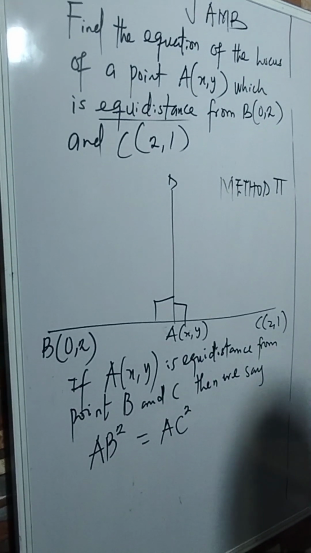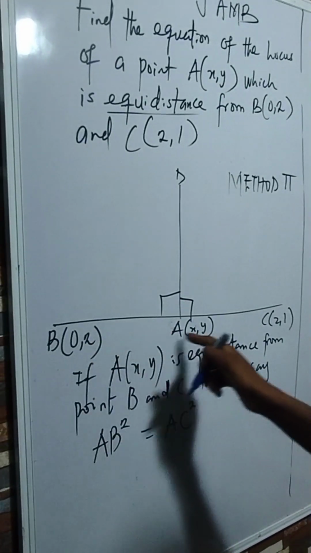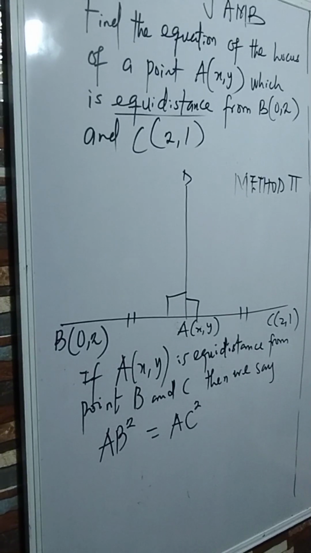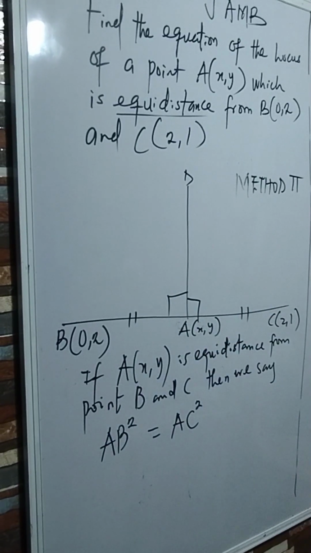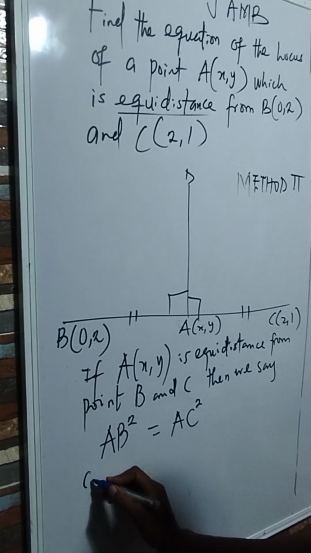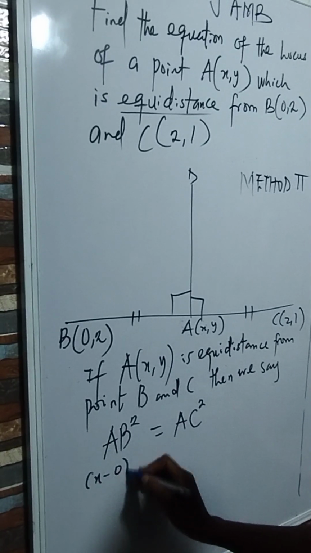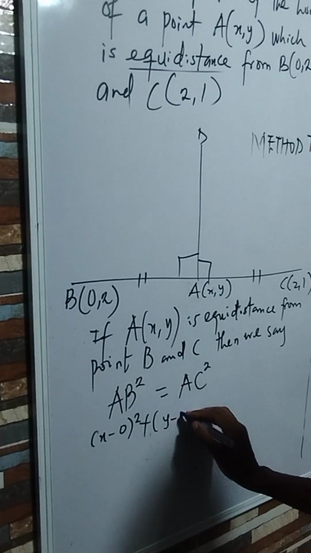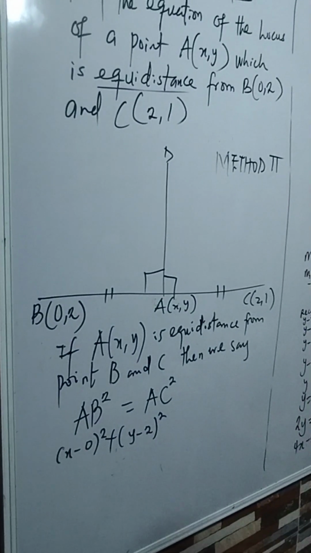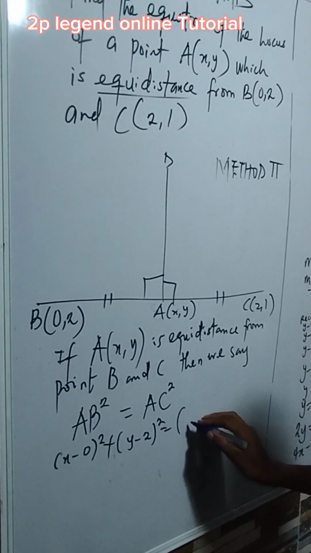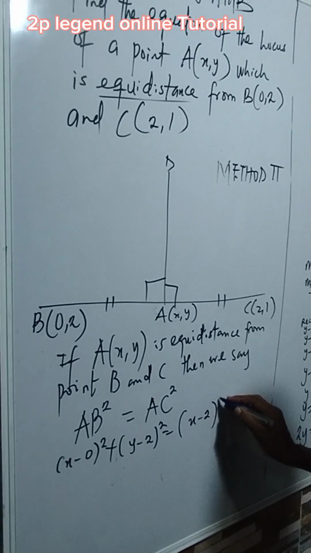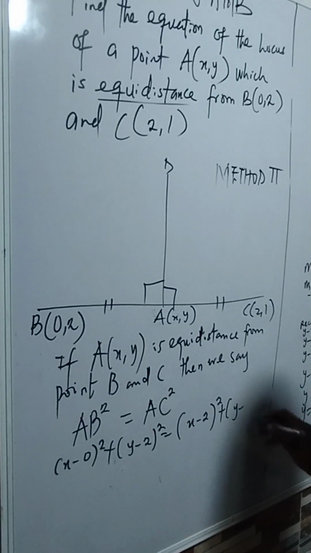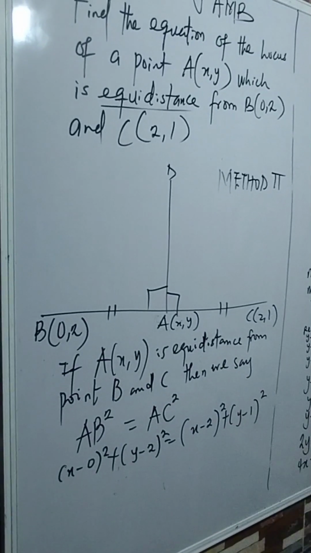So looking at the question now, we are looking at the distance. Like we said, they are both equal. So since they are both equal, I can as well say that my x minus 0 all square plus y minus 2 all square is equal to x minus 2 all square plus y minus 1 all square.